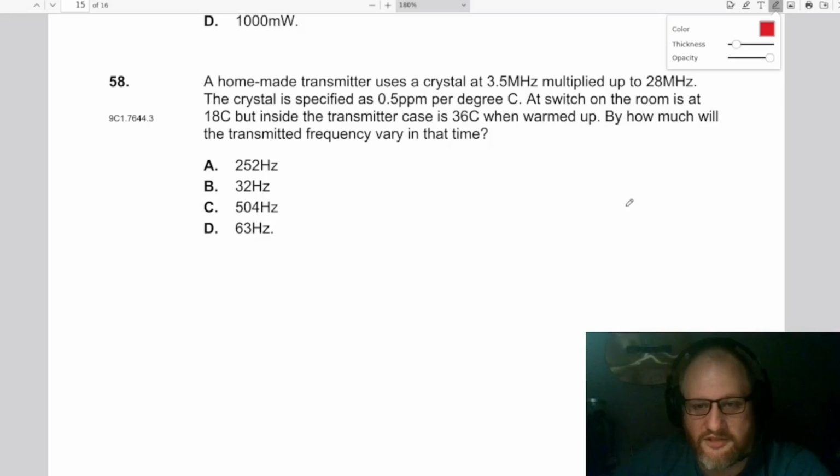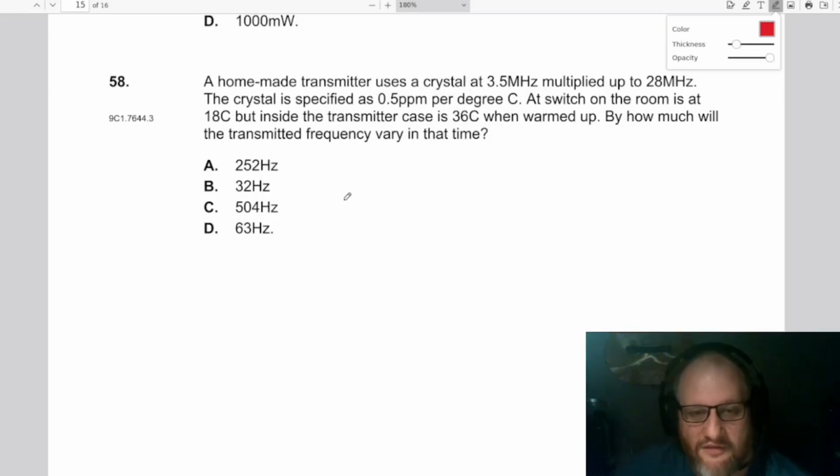So let's ignore the 28 MHz part for now and just concentrate on this crystal. We're told that it is specified as 0.5 parts per million per degree C. What that means is, our crystal is running at 3.5 MHz, 3.5 million hertz, and 0.5 ppm per degree C means that it will be 0.5 parts per million out per degree C. Now we have to account for the fact that our crystal is running at 3.5 million hertz.